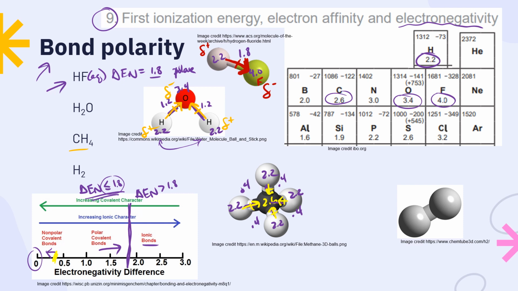Let's look at just a hydrogen gas molecule. Hydrogen is 2.2 and 2.2, and the difference between 2.2 and 2.2 is 0. Of course it is, because it's the same atom. And so this one is going to be a purely nonpolar covalent bond.